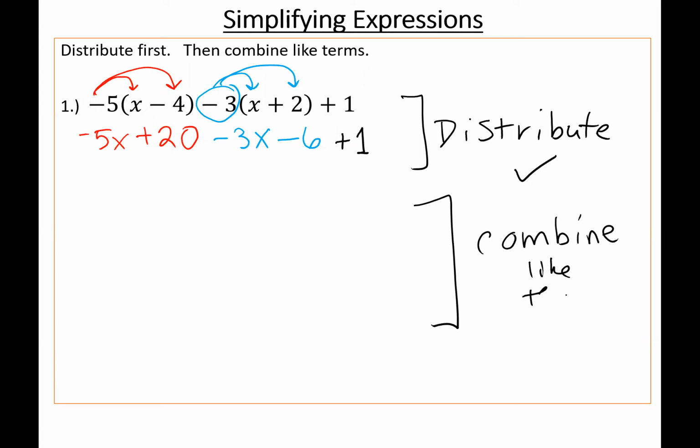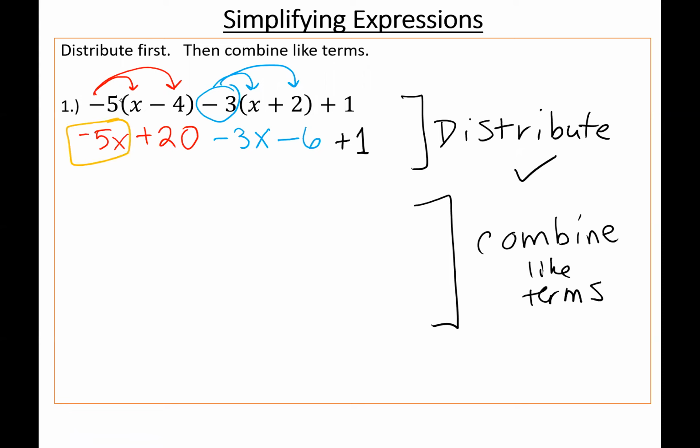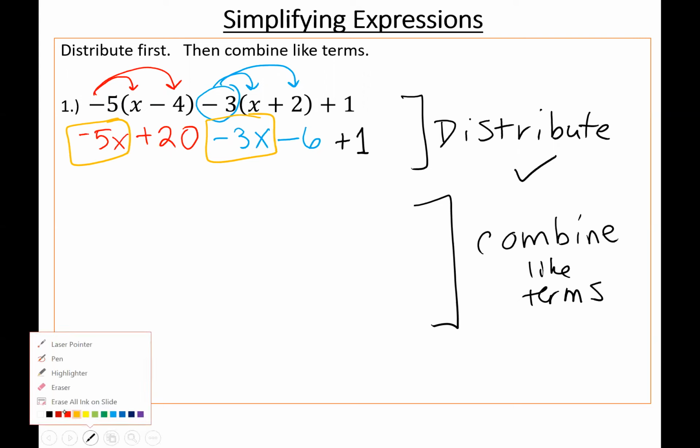Okay, so combining like terms, that's where we're looking for the terms that have the same variables or the same exponents, but we don't have any exponents here. So -5x will be combined with -3x. -5 plus -3 is -8. So we will write -8x.